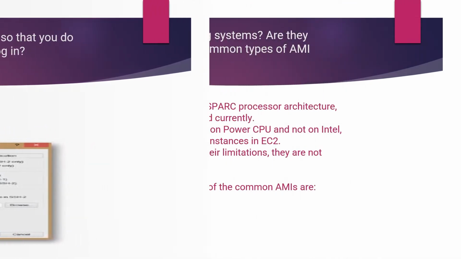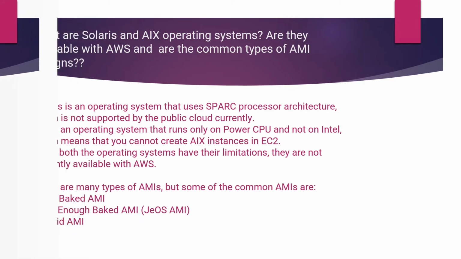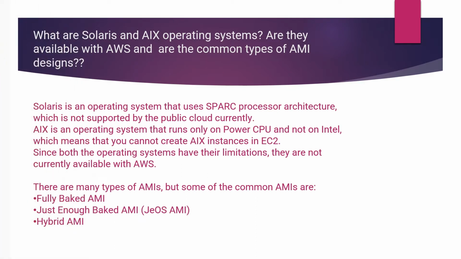25. What are Solaris and AIX operating systems? Are they available with AWS? Solaris is an operating system that uses SPARC processor architecture, which is not supported by the public cloud currently. AIX is an operating system that runs only on Power CPU and not on Intel, which means that you cannot create AIX instances in EC2. Since both the operating systems have their limitations, they are not currently available with AWS.